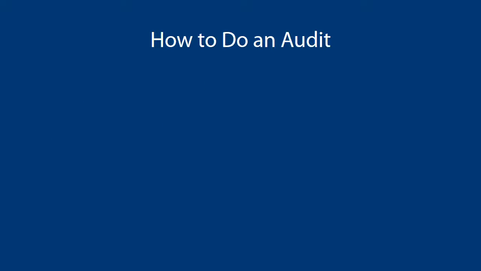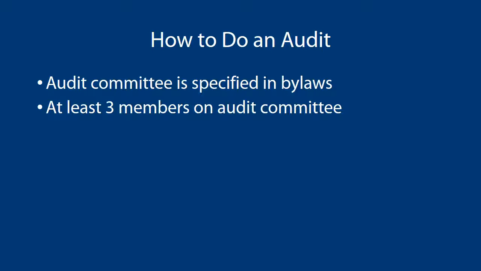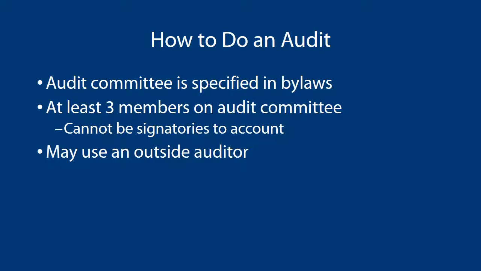So how do you do an audit? The makeup of your audit committee is specified in your PTA's bylaws. The bylaws will also specify who elects or selects the audit committee members. You want at least 3 people on your audit committee. Members of the audit committee cannot be signatories to the PTA checking account. This means that the treasurer likely cannot be a member of the audit committee, but they should plan to attend the audit anyway to answer any questions the committee has.